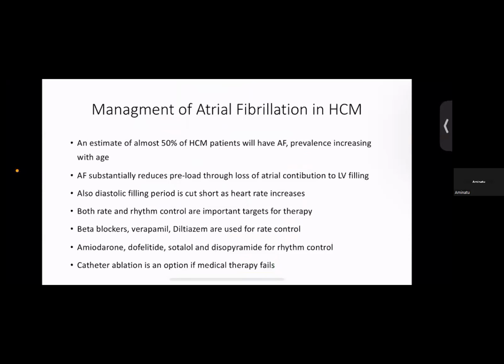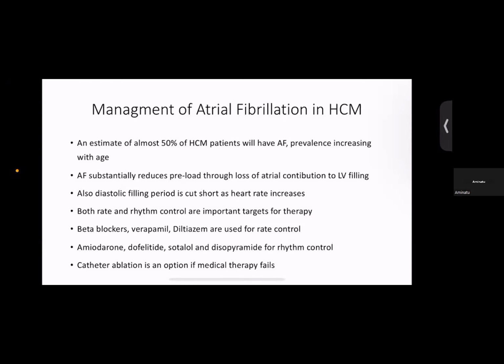Another cornerstone to treatment of HCM is atrial fibrillation. It is estimated that almost 50% of HCM patients will have atrial fibrillation, with prevalence increasing with age. AF substantially reduces preload through loss of atrial contribution to LV filling. Also, the diastolic period is cut short as heart rate increases. So all these contribute. For patients that have AF and HCM, you will need both rate and rhythm control, because these are targets for therapy.